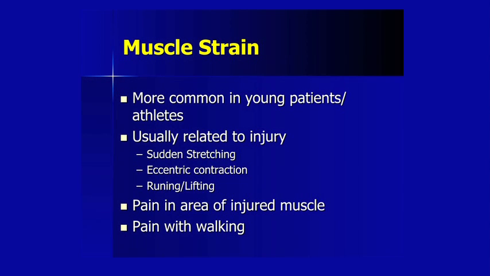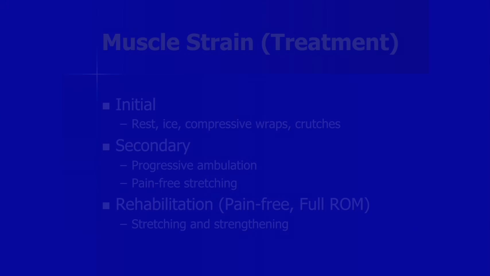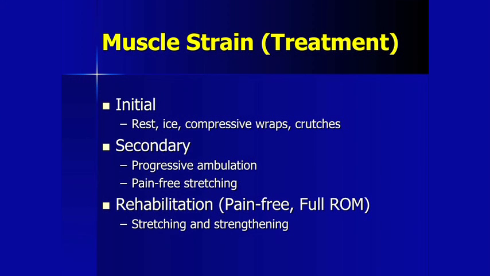A muscle strain is going to be something that's more common in young patients and athletes. It's usually related to a sudden stretching injury. It happens from what we call eccentric contraction. That's when the muscle is contracting as it's lengthening. And the muscles that are most at risk are the muscles that cross two joints, because they can be stretched at both sides at the same time. So the hamstring muscle is commonly involved. Sometimes the quadriceps muscle, calf muscles, those are all muscles that cross more than one joint.